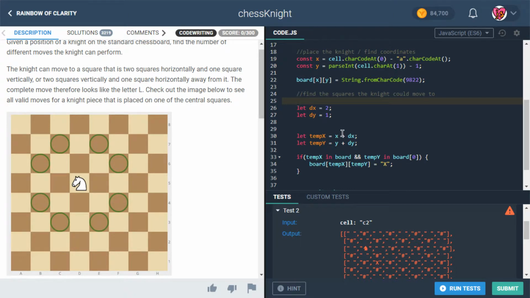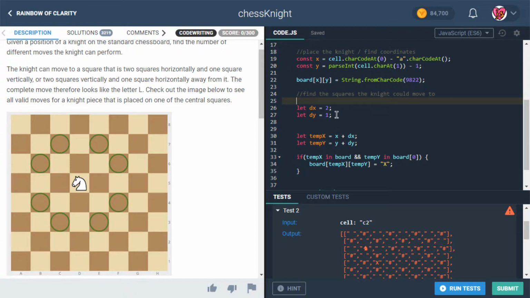But then what about negatives? Then we also have where dx is negative 2, where dy is negative 1, or where dx is negative 1 and dy is negative 2. But then what about mixing them? What if dx is positive 2 and dy is negative 1? It gets complicated. There are a lot of situations to keep in mind here.